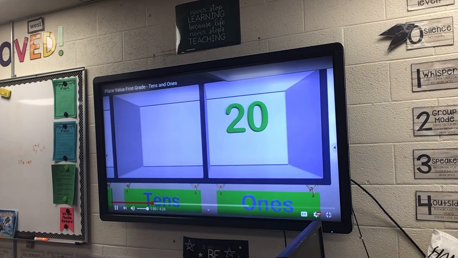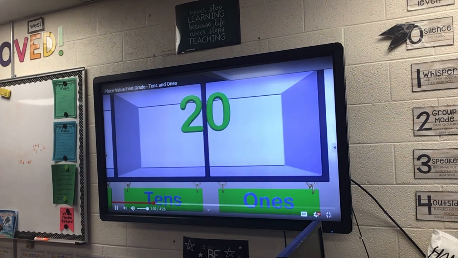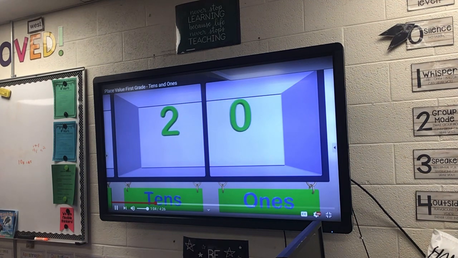Uh-oh, we cannot put both numbers in the ones room. We have to split them into each place. This is still the number 20. We just have the 2 in the tens place and the 0 in the ones place. Now that we have that rule out of the way, let's look at some place value blocks. Here is a ones block. This ones block is worth 1 and is represented by the number 1.